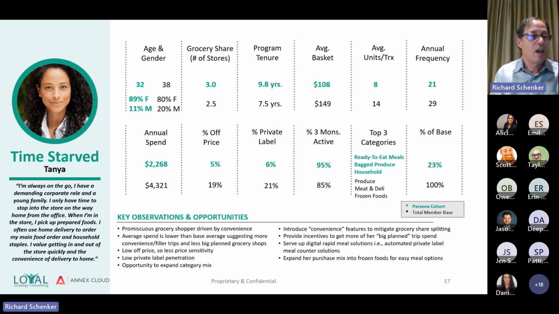So let me introduce you to Tanya, time starved. Her narrative is, I'm always on the go. I have a demanding corporate role and a young family. I only have time to stop into the store on the way home from the office. When I'm in the store, I pick up prepared foods. I often use home delivery to order my main food orders and household staples. I value getting in and out of the store quickly and the convenience of delivery to home.